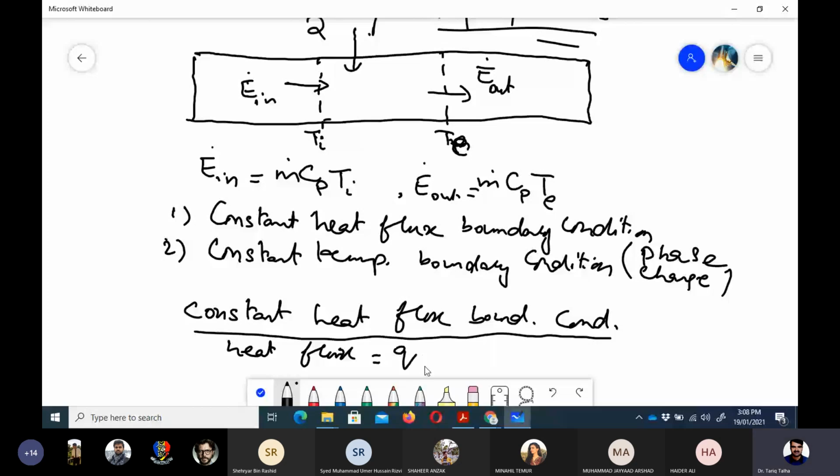So the total heat which is coming in would be equal to Qs into the surface area, As, for this length of the pipe. So that would be this length into pi d. Pi d is the diameter of the pipe, right?